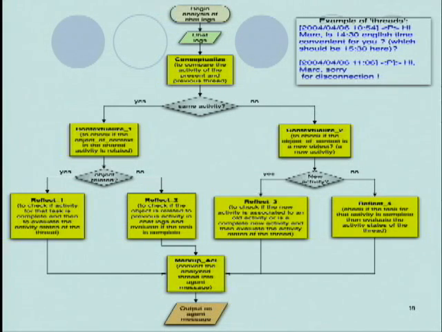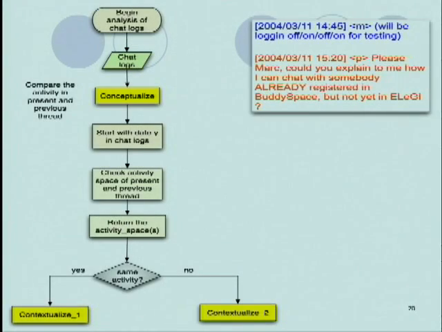And should I go on to explain the other side of the workflow, or are you okay? Or I can go to the other, because I'm going to go into more detail after this. All right, to show you step by step, for example, now we're at: please Mark, could you explain to me how I can chat with somebody already registered in BuddySpace but not yet in Elijah?